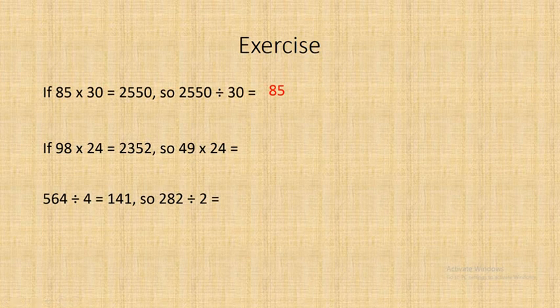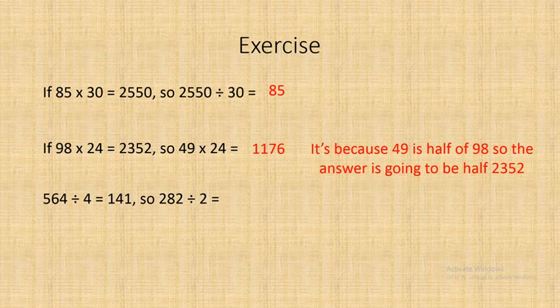So the 24 is the same number here, 24 and 24, but 49 is not here at all. So you have to think. Yes, I got it. 98 is double 49. So I mean 49 is half of 98. So the answer, of course, is going to be half of this number, which is 1,176. So focus on that, please. We are playing with the half and double here. Okay, so you have to be awake for that.